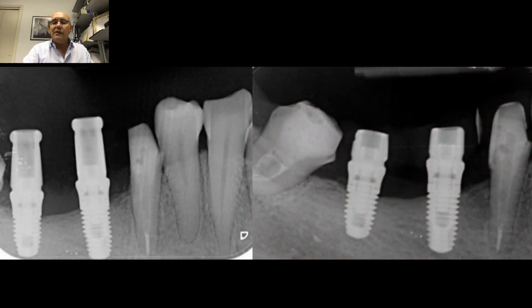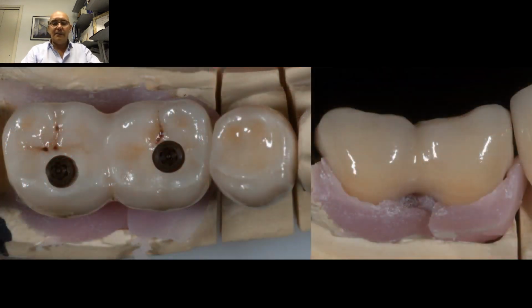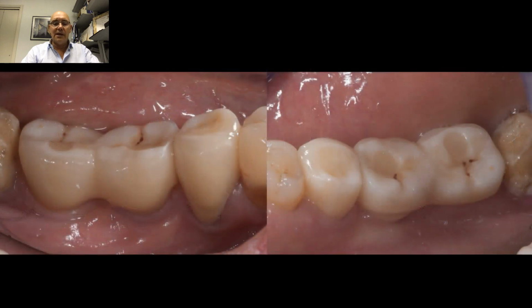So you can see this is already with the temporary crowns in place. And this is the way the temporary crowns have shaped the soft tissue. So we have now nice keratinized gingiva. And when we deliver the final restoration, everything looks nice. So these are the crowns done by Davide Bertazzo and Alessandro Conti.